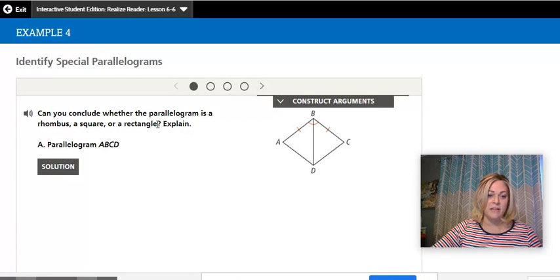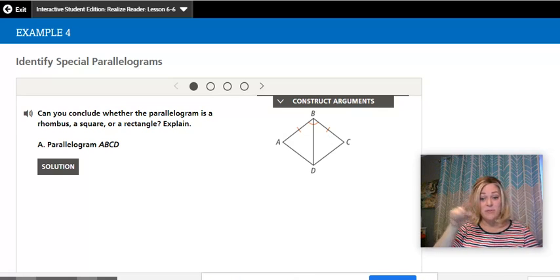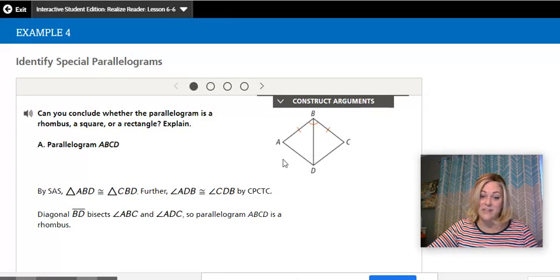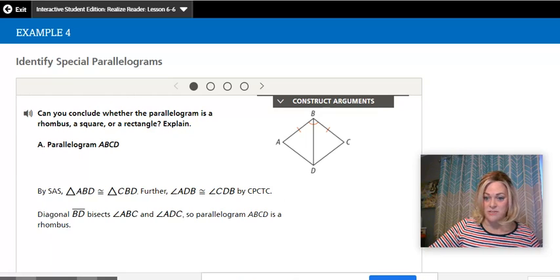Can you conclude whether the parallelogram is a rhombus, a square, or a rectangle? So you're going to have to think of all the properties. Now, first of all, it is a parallelogram. So BC is parallel to AD, and AB is parallel to DC. So opposite sides are parallel. And if opposite sides are parallel, then you have alternate interior angles that would be congruent. And you have these two sides that are the same, which means you have triangles that are congruent by side, angle, side. I'm showing you the results, and it says by side, angle, side, which I just mentioned. The triangles are congruent. So by CPCTC, corresponding parts of congruent triangles are congruent. So this parallelogram is indeed a rhombus.